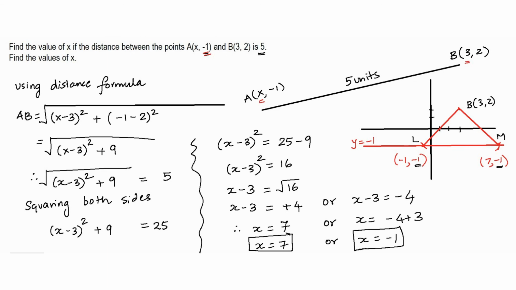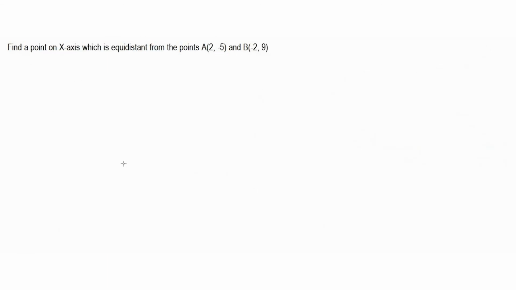Moving on to the next question. The next question reads, find a point on x-axis. Find a point on x-axis which is equidistant from these 2 points, A of (2, 5) and B of (negative 2, 9). So let me again draw a rough diagram. The distance between A of (2, minus 5) and the point C. C is the point on the x-axis. So let C be the point.